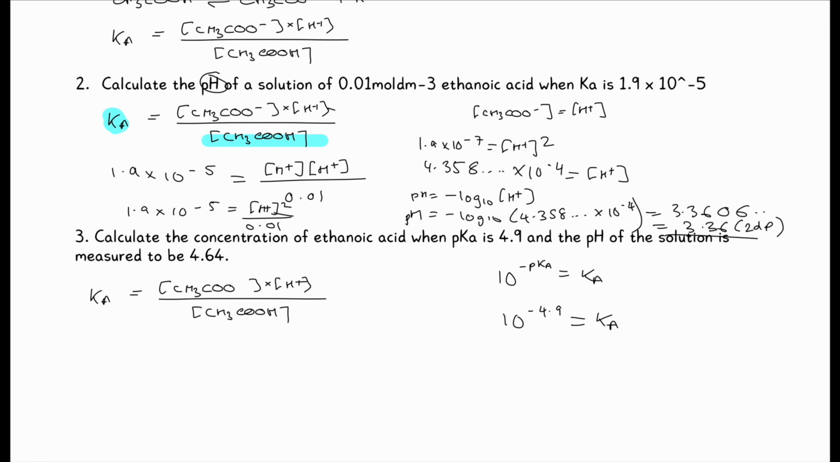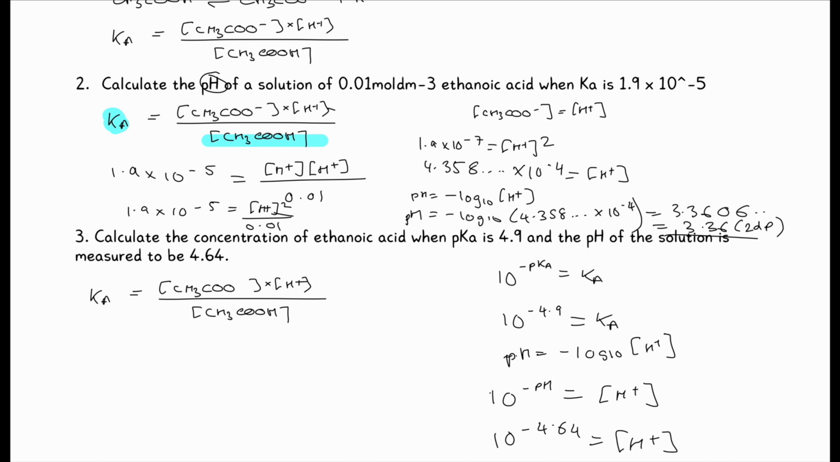Now I can put this on my calculator and get it in standard form, but it's going to give me something nasty, so I'm just going to keep it like this. And the pH of the solution is meant to be 4.64. Well, we know the pH is minus log 10 of my hydrogen ion concentration, but the inverse function of that is 10 to the minus pH. And that will give me my concentration of hydrogen ions. Putting that value in will give me 10 to the minus 4.64, and that's my concentration of hydrogen ions.